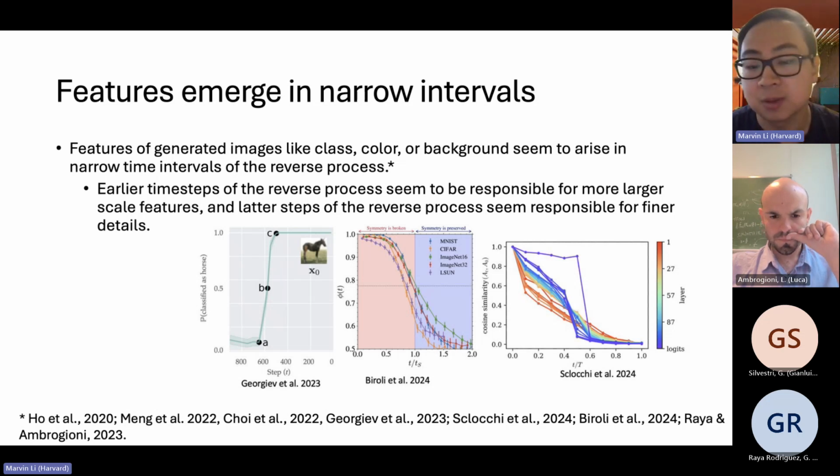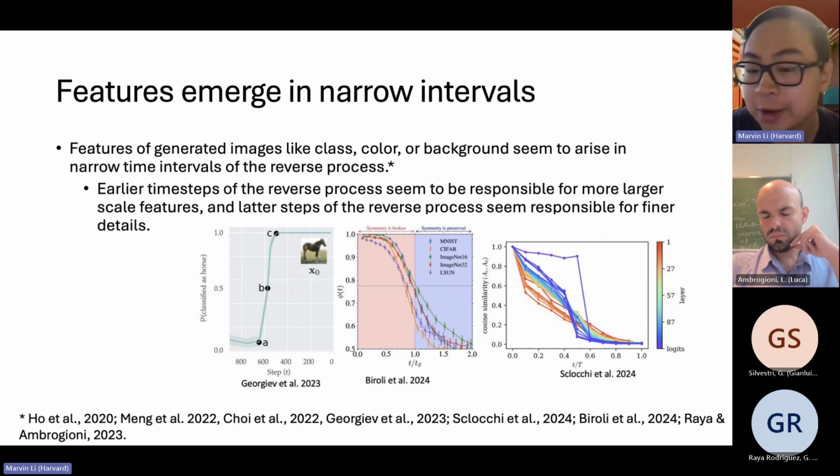Now, this phenomenon has appeared in a lot of different models, both CIFAR10 and MNIST; the plot on the left showed that this happens for MNIST. You can also see it with different measures of similarity, and on MNIST, ImageNet, and also the LSUN database. The rightmost plot shows that this jump appears for all sorts of different measures of similarity as well. It's also been observed that earlier time steps of the reverse process seem to be responsible for larger scale features. This original observation should be credited to Jonathan Ho in one of the original papers on diffusion models. And the later steps of the reverse process seem more responsible for finer details.